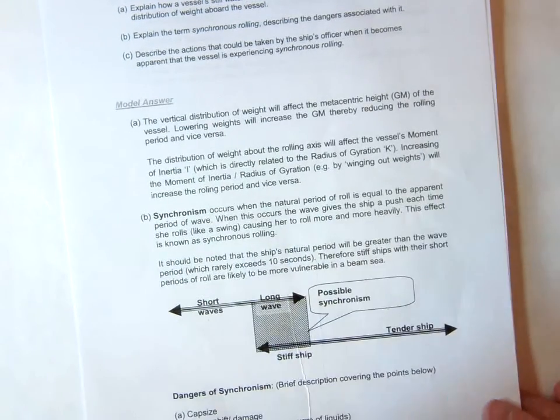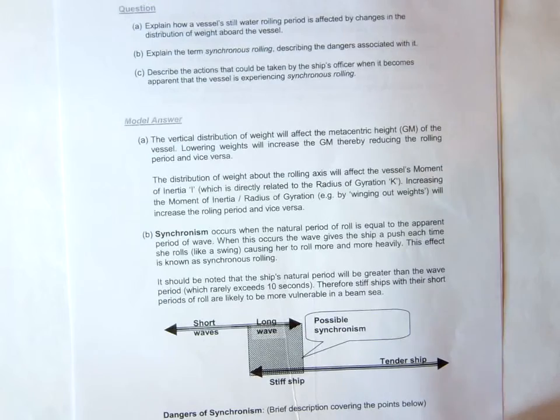Okay, the term synchronous rolling. Now we're talking about the dangers associated with it. Synchronism occurs when the natural period of roll is equal to the apparent period of the wave. When this occurs, the wave gives the ship a push each time she rolls, and therefore the roll becomes heavier and heavier, and it's known as synchronous rolling.